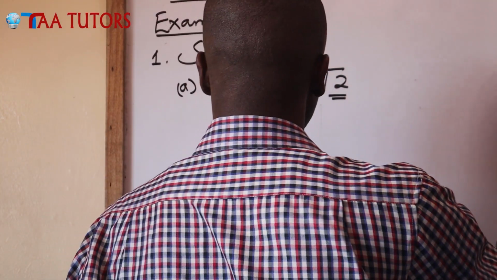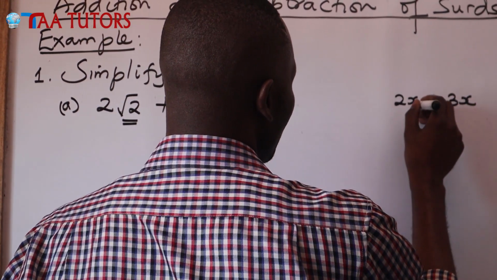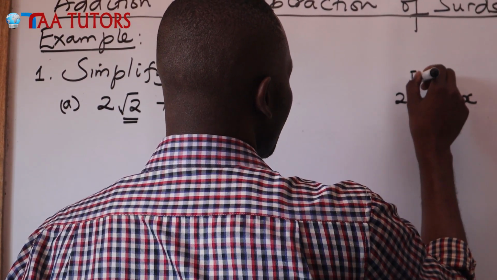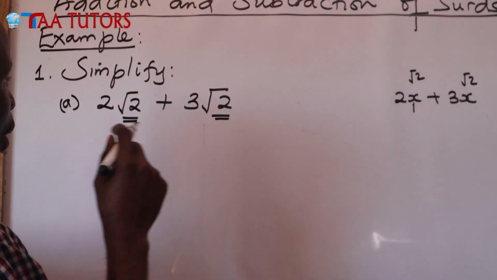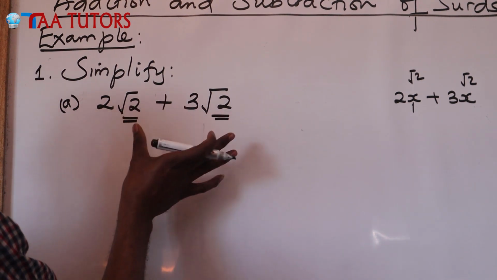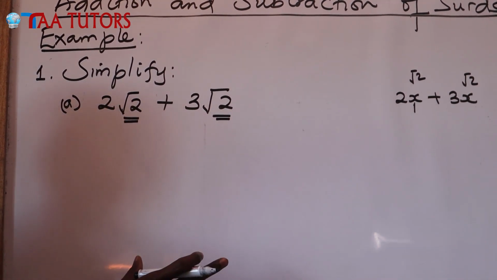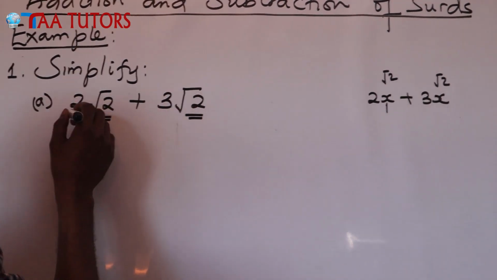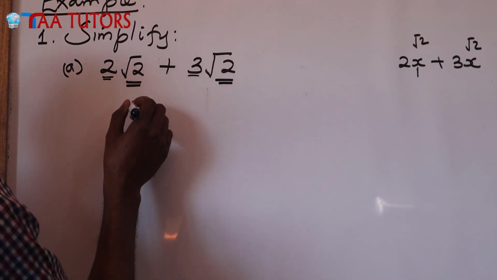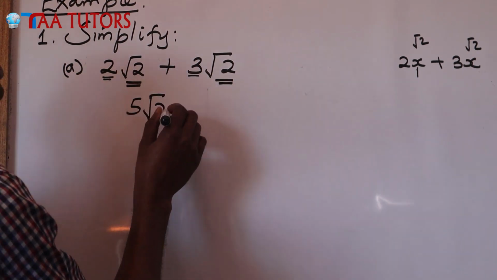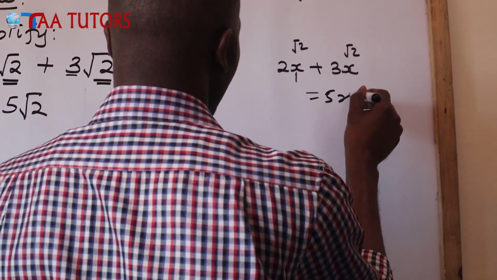Let us compare them with 2x plus 3x, where now we are using this x to be like our SAD 2. In other words, these terms are like terms because we have SAD 2 and SAD 2. It means we can add them together. The first thing is to add the coefficients, 2 plus 3. So the answer here will be 5 SAD 2, just like you would add 2x plus 3x and get 5x.